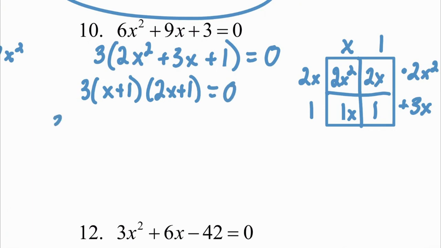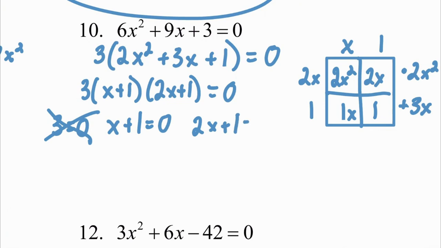Now, if I try to set this 3 equal to 0, that doesn't give me anything because there's no x involved. So I'm really only worried about setting these two other pieces equal to 0 and solving. And when I do that, I'm going to get that x is equal to negative 1 and a negative 1/2.